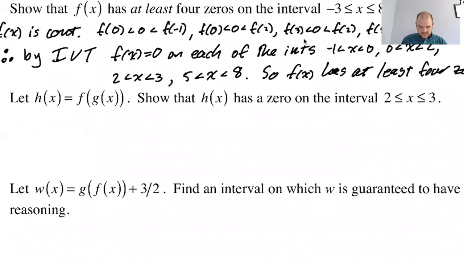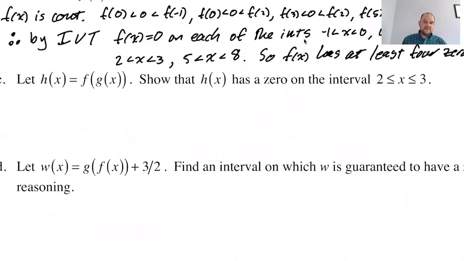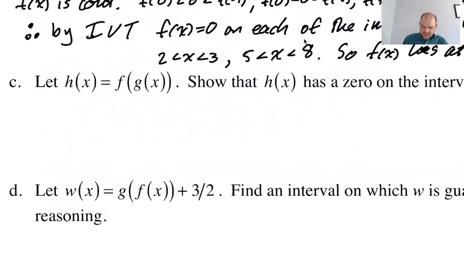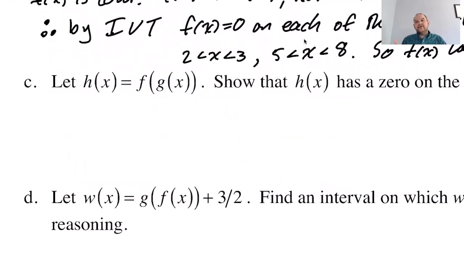If I'm going to show that something has a 0, I'm probably going to use the intermediate value theorem. If I'm going to use the intermediate value theorem, then what I'm going to need is for the function to be continuous. So I'm going to say that h of x is continuous. Am I justified in saying that? I am, because a composition of continuous functions is continuous.